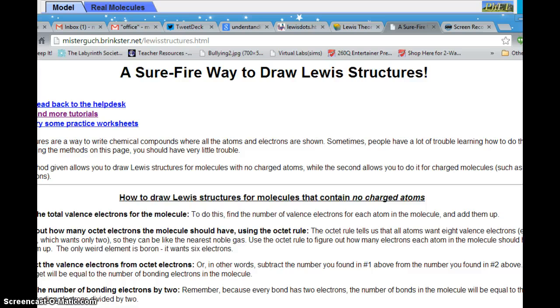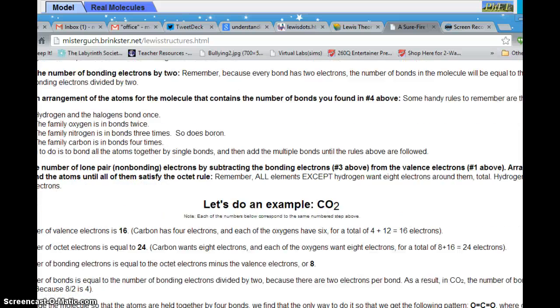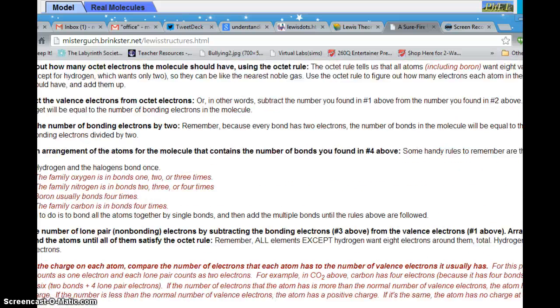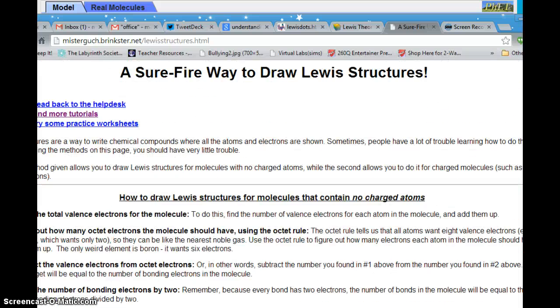And then there is the Mr. Gooch site, and that's worth your time to take a look at. Again, it walks you through this process and does a nice job. So here are 3 websites that might be worth your while in terms of understanding Lewis dots.